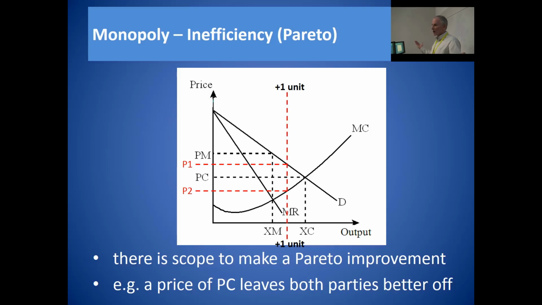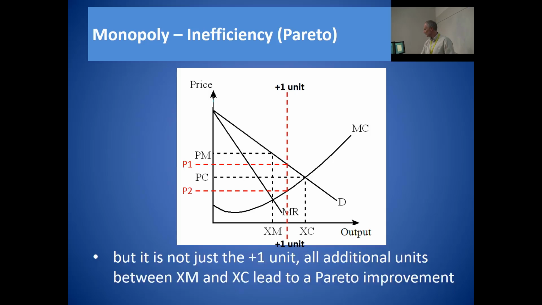And so, if we're making a Pareto improvement, that output level at XM cannot be Pareto efficient. It is just not Pareto efficient. We can make both parties better off. But we've talked about that one extra unit, and it isn't just that one extra unit above XM.